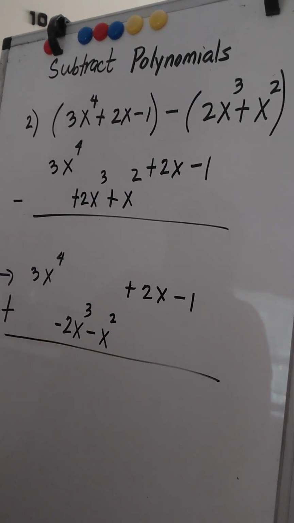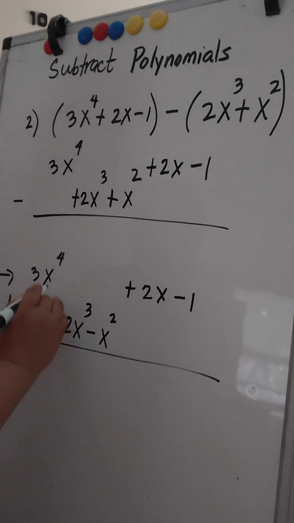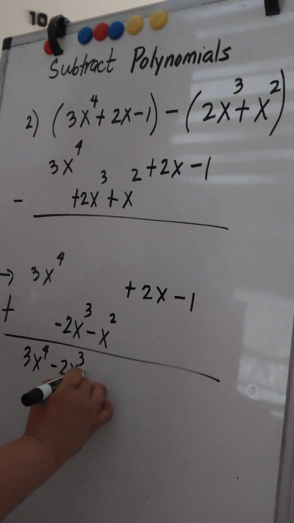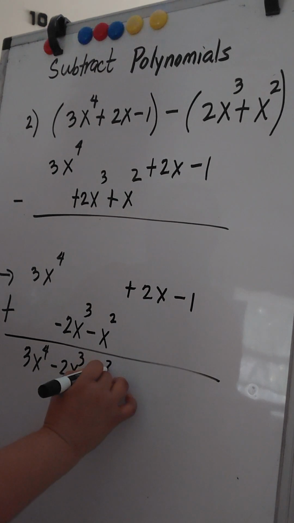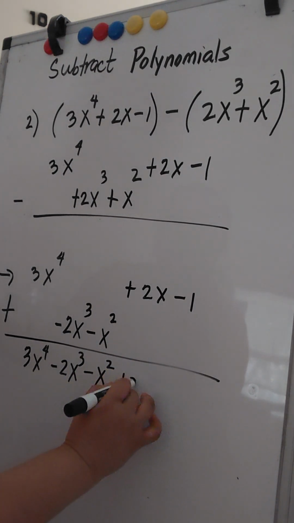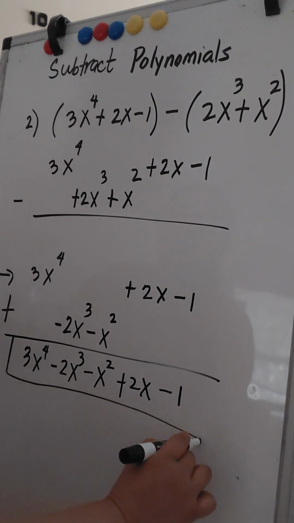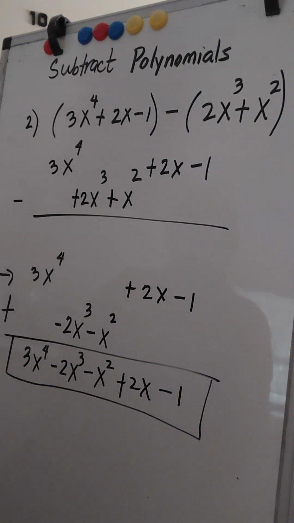And we're going to proceed to adding polynomials. Okay, so bring down 3x to the fourth power, and then just bring down minus 2x cubed minus x squared, and then plus 2x minus 1. So this is our difference of the given polynomials for number 2.